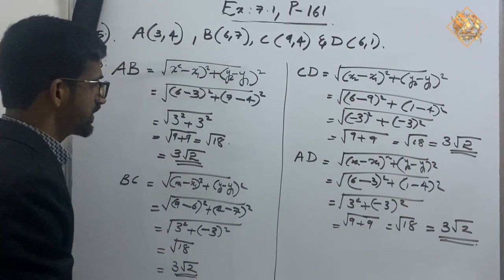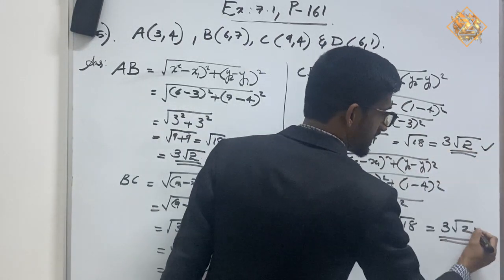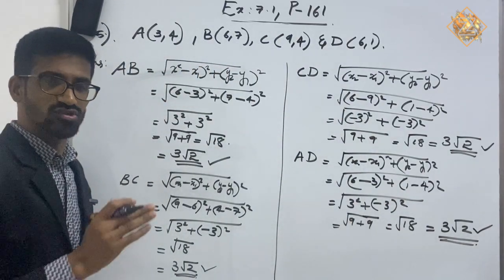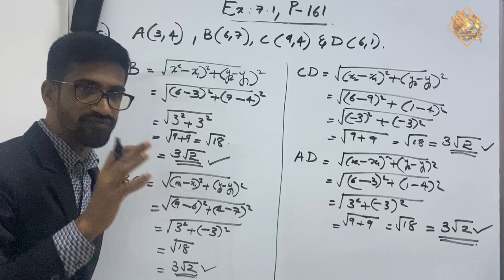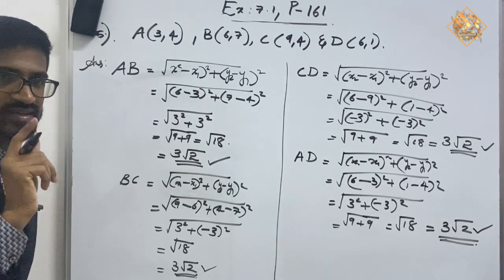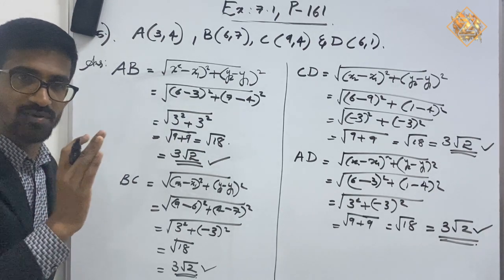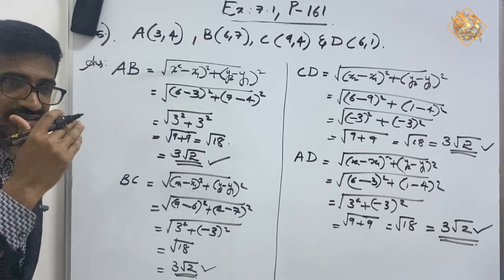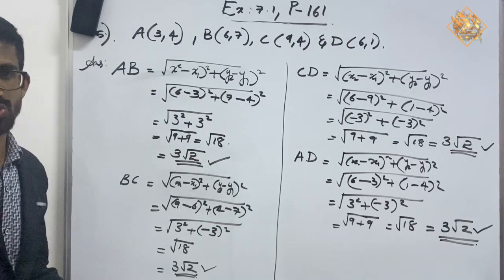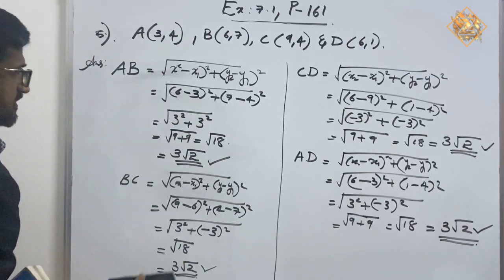So now we got AB, BC, CD and AD, and the sides are equal. Since all the sides of the quadrilateral are equal, we can say that the quadrilateral is a rhombus. If all the sides are equal, it will be a rhombus only. To prove it as a square, we have to show that its diagonals are also equal, isn't it? So we have to find the length of the diagonals.